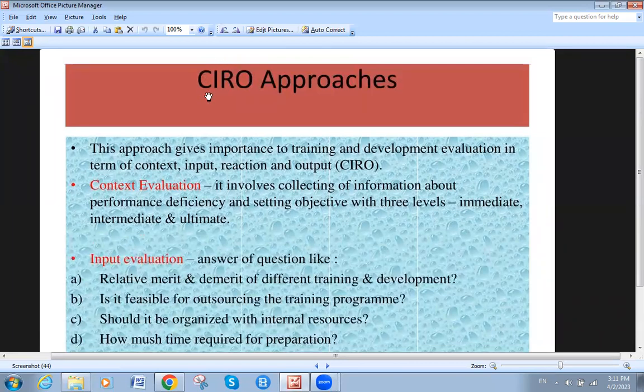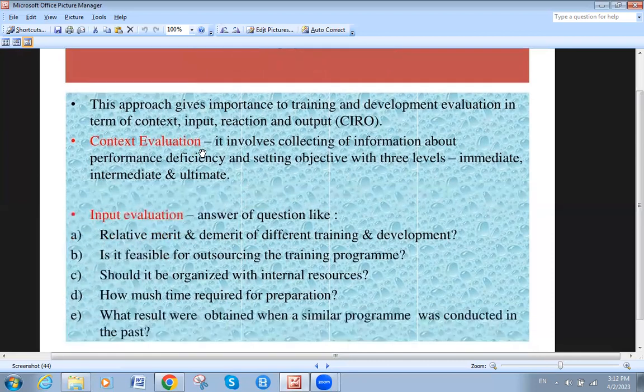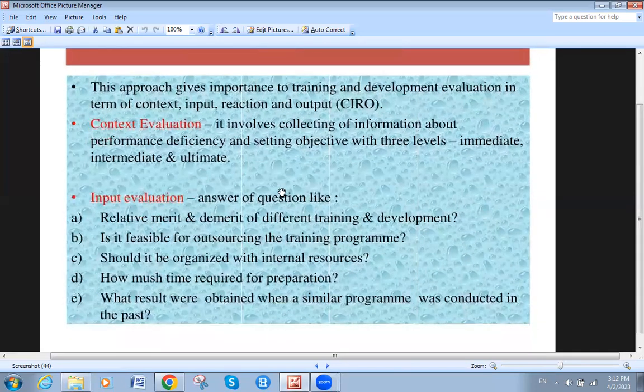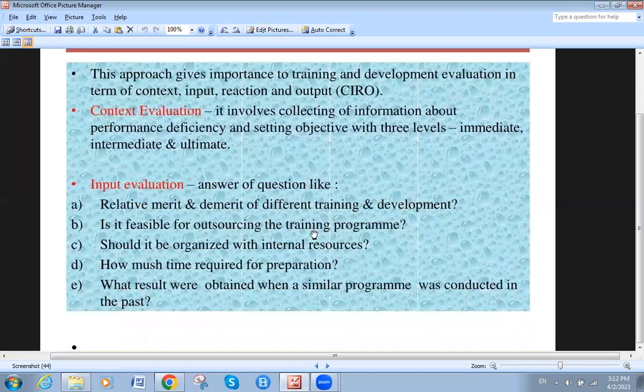CIRO again stands for the context, the inputs, the reaction, and the outputs of the trainee. We have to evaluate every one of them. The context evaluation is about the information of the program. Is it sufficient? It's divided into three levels: immediate, intermediate, and ultimate, based on the objectives itself. The second part is the input evaluation. It answers questions like relative merits, whether it is feasible to outsource, whether it should be organized with internal resources, how much time it requires, and what results were obtained when a similar program was conducted.